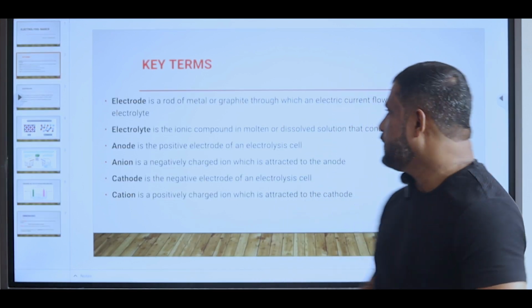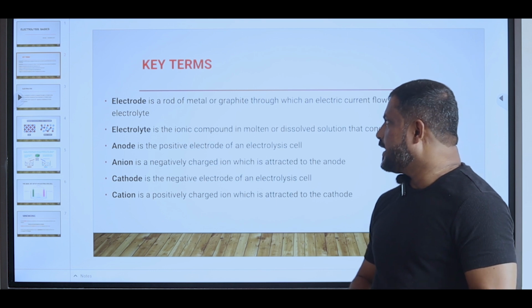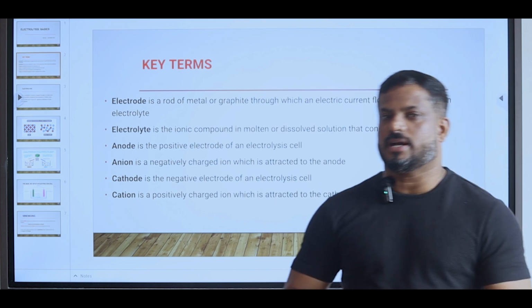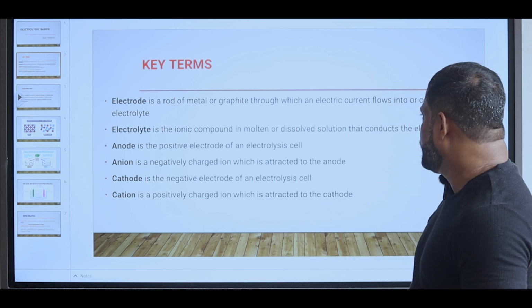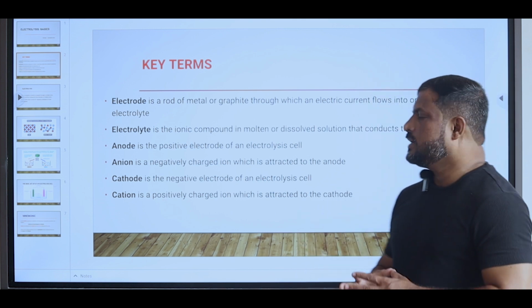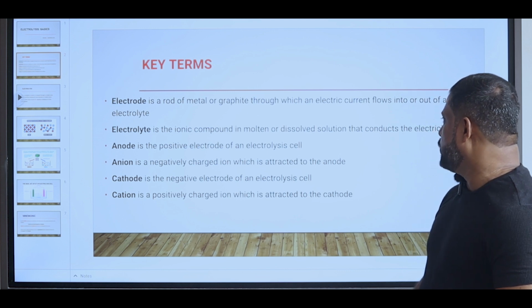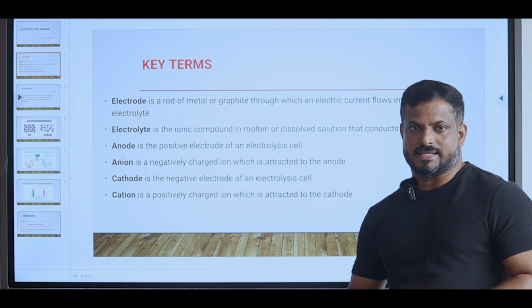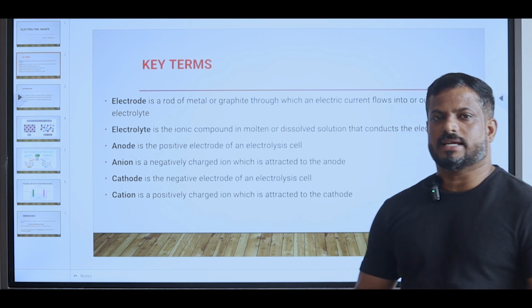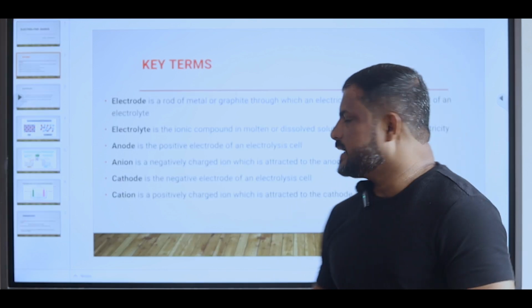Electrode. What is an electrode? It is a rod of metal or graphite through which an electric current passes. Electrolyte, it is an ionic compound, molten or dissolved in solution, that conducts electricity. Substances that conduct electricity in molten or aqueous state are said to be electrolytes.